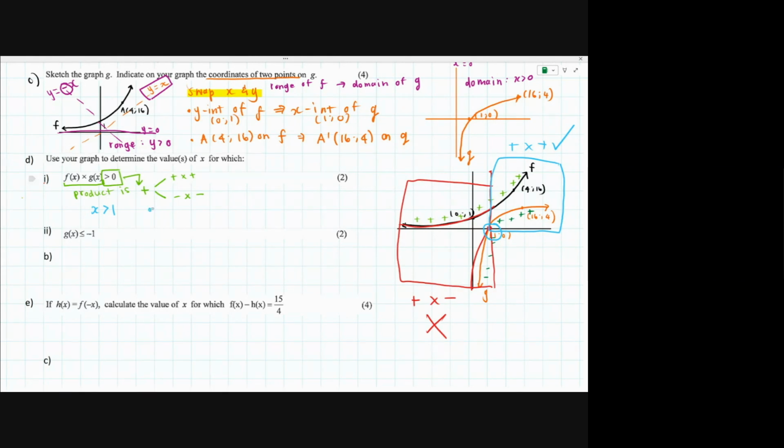If you're going to write this as interval notation, x element of, you start with the smallest number, which would be 1 because this goes up to positive infinity. It's a round bracket because it's not included, all the way up to positive infinity.